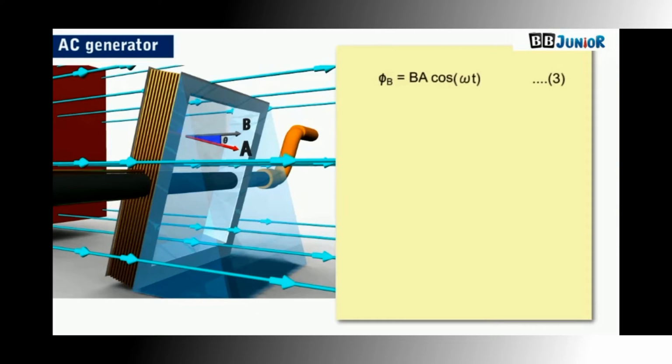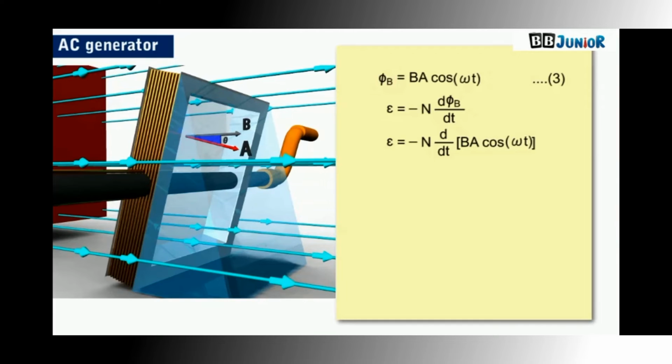From Faraday's law, the induced EMF for a coil of N turns rotating in a magnetic field is given by E is equal to minus N d phi B by dt. The negative sign is in accordance with Lenz's law. On substituting the value of phi B from equation 3 and simplifying, we get E is equal to minus N d by dt of BA cos omega t.